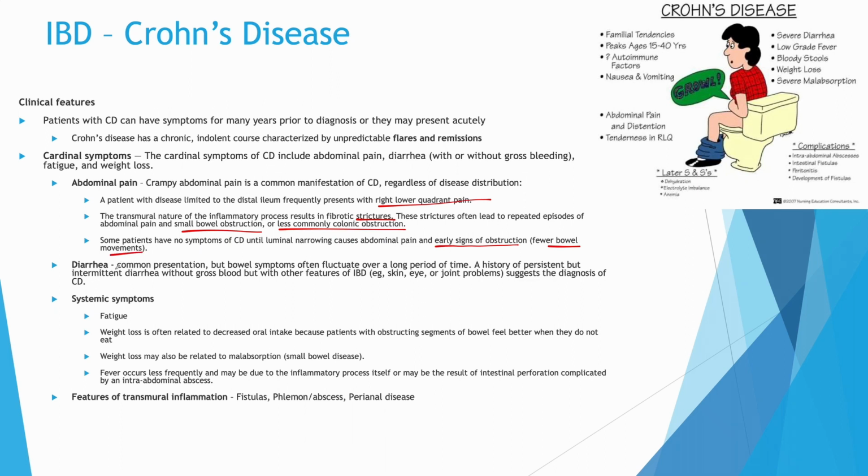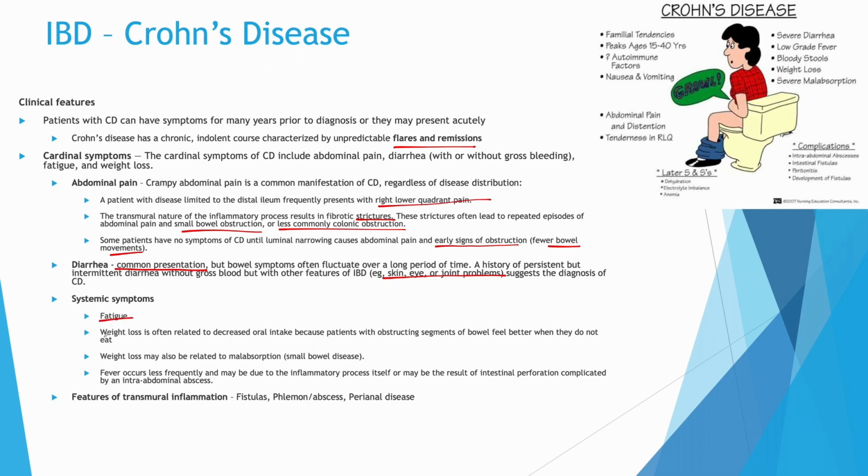Now, the diarrhea is a really common presentation, and this diarrhea can fluctuate over time. You get these flares and remissions. So usually in the history, it's just this intermittent diarrhea, not necessarily with gross blood, but sometimes it can have a little bit of blood in it. And usually it's combined with other extraintestinal features like skin, eye, joint problems. So you have to put all the pieces together to be able to diagnose it.